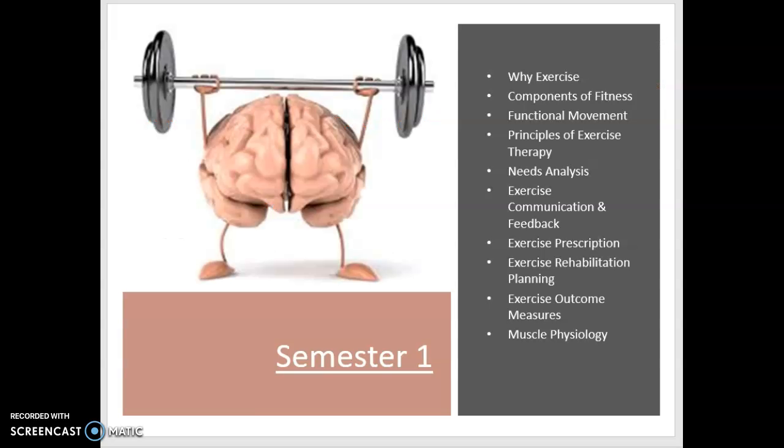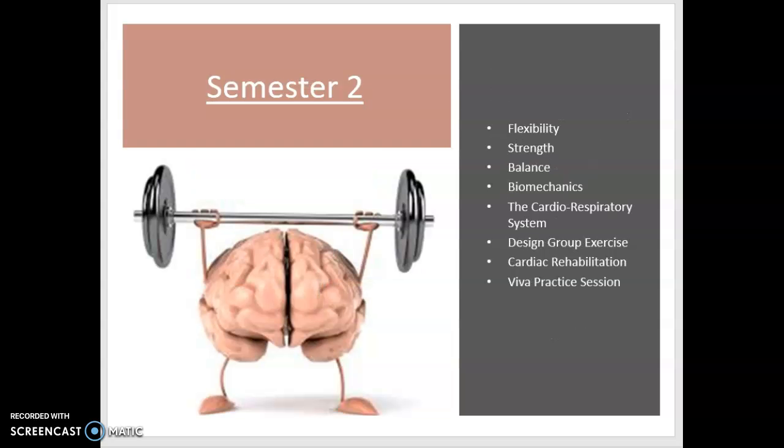So semester one, let's take you all the way back to September. We went through why we should exercise, the components of fitness, functional movement, the principles of exercise therapy, doing a needs analysis, and then we talked about communication and feedback in the exercise arena. Then we talked about prescribing exercise, and then rehabilitation planning, acute, subacute and chronic. That's early, mid and late stage rehabilitation. Then we talked about appropriate outcome measures, because if you're not assessing, you're guessing, and then muscle physiology.